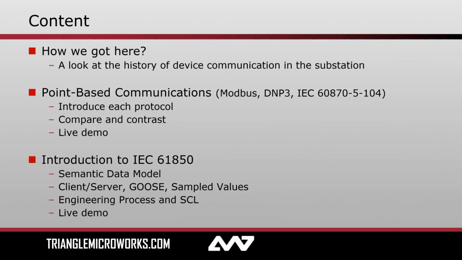So we'll be taking a look at how we got here, a brief history of substations in general, and specifically looking at the protection, automation, and control mechanisms that have evolved throughout the ages. We'll be taking a look at some of the legacy systems, so point-based communication protocols. That'll include Modbus, DNP3, 60870, that'll include 101 and 104, and we'll introduce each protocol and highlight some of the changes that were made along the way, ultimately in the context of bringing us to IEC 61850.